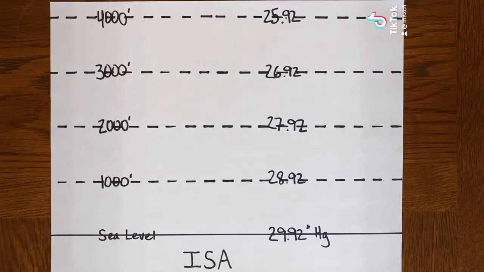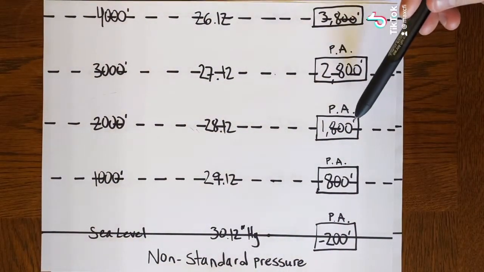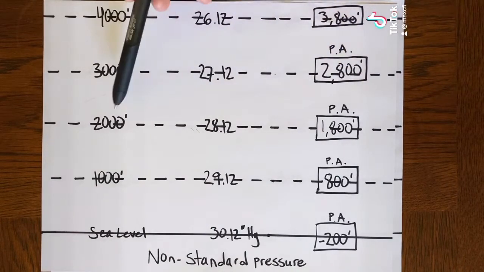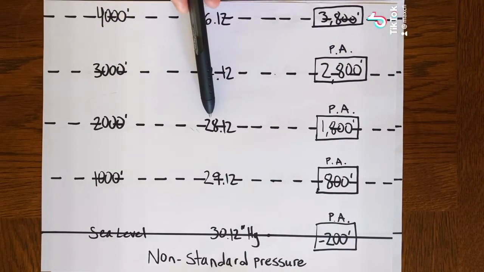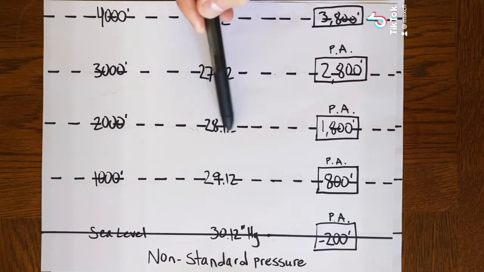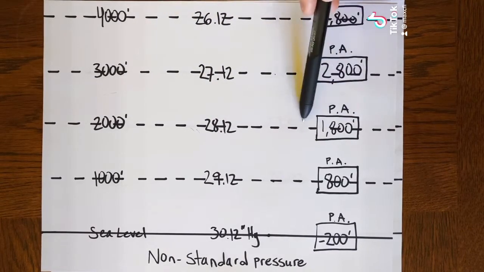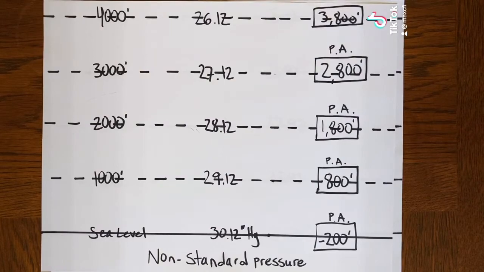So it happens to be 1,800 feet. So on this day, with 28.12 inches of mercury being the ambient pressure at 2,000 feet, you find this pressure at 1,800 feet when conditions are exactly standard. So that's the pressure altitude.